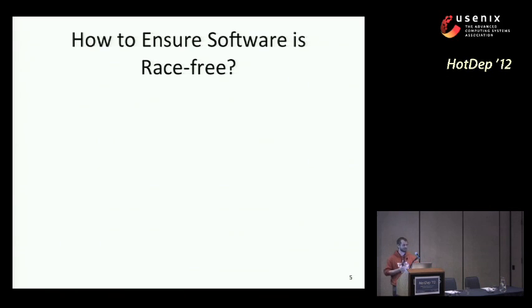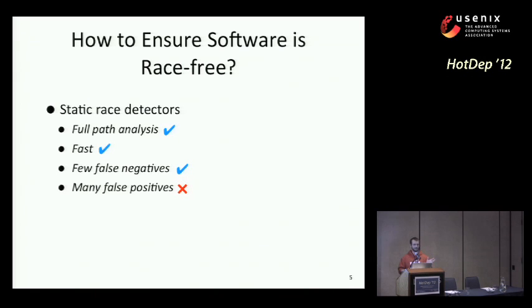Well, first we have to detect them, and for that we can use data race detectors. These detectors come mainly in two flavors: static race detectors and dynamic race detectors. Static race detectors are typically fast, and they analyze all paths in a program. Therefore, they have few false negatives, that is, few missed real races.